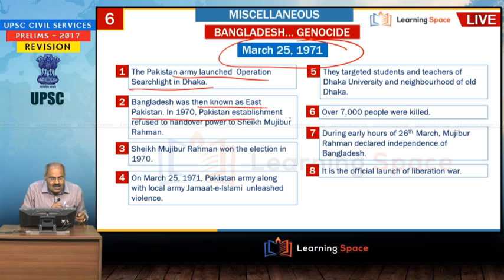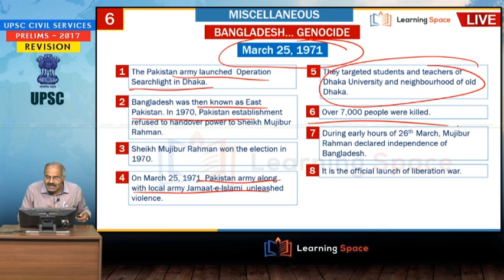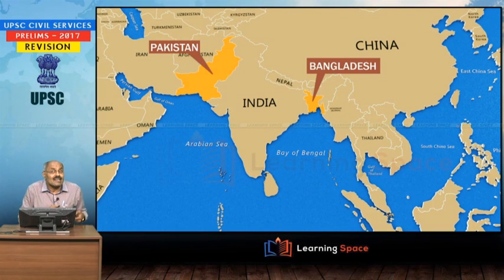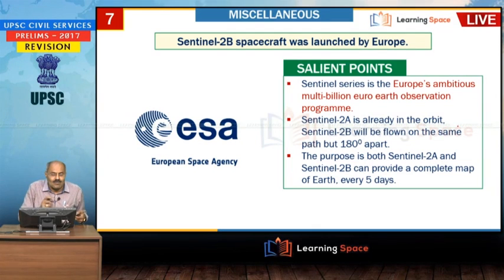and Bangladesh was then known as East Pakistan, and here the Pakistani army along with some local forces, Jamaat-e-Islami, unleashed violence, and they targeted students and teachers of Dhaka University. Over 7,000 people were killed, and this is known as Operation Searchlight, and to commemorate that, March 25 is declared as Genocide Day. Look into the next one.